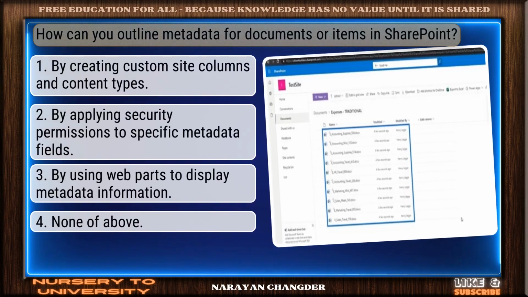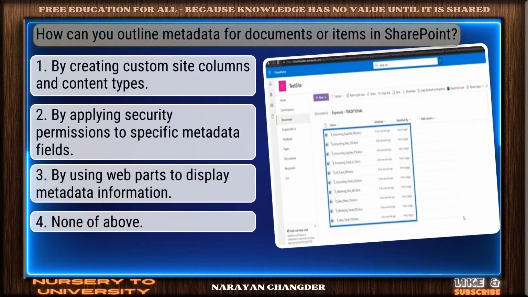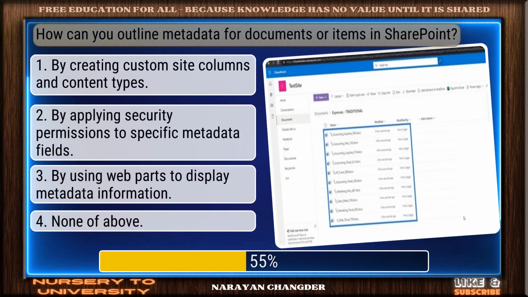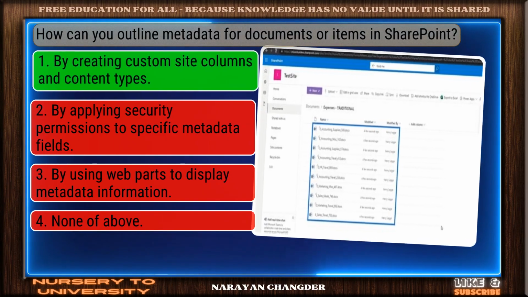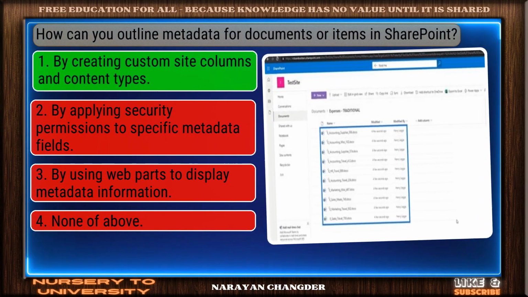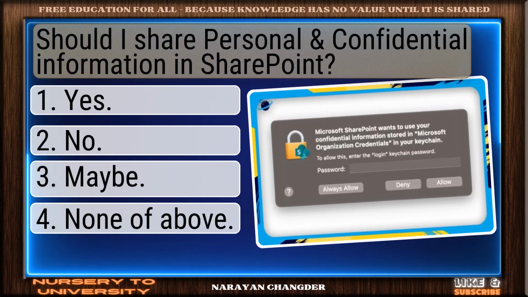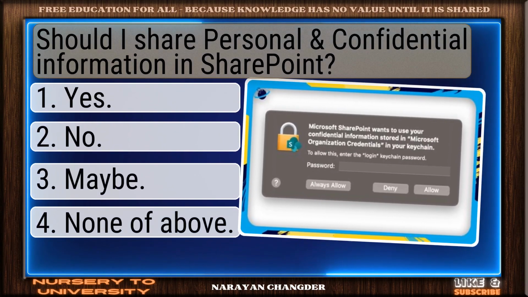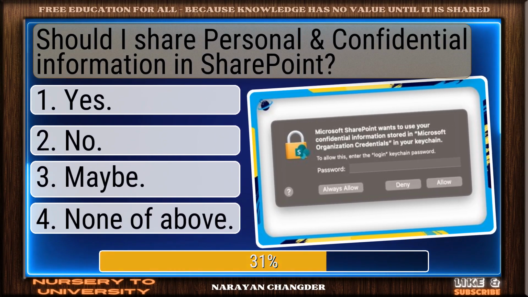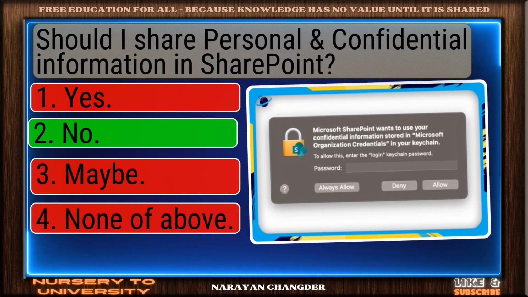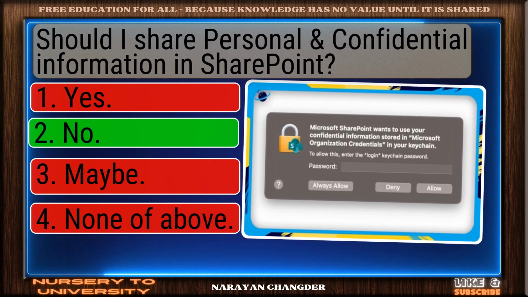Question number 44. How can you outline metadata for documents or items in SharePoint? Great job. By creating custom site columns and content types is the accurate answer. Question number 45. Should I share personal and confidential information in SharePoint? Great thinking. No is the right choice.